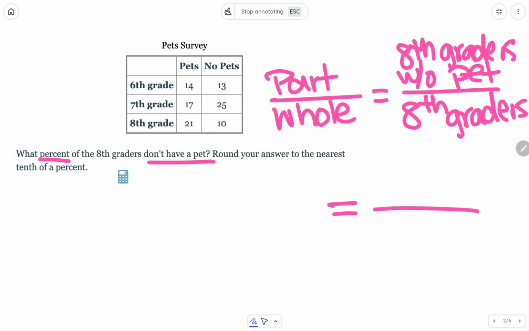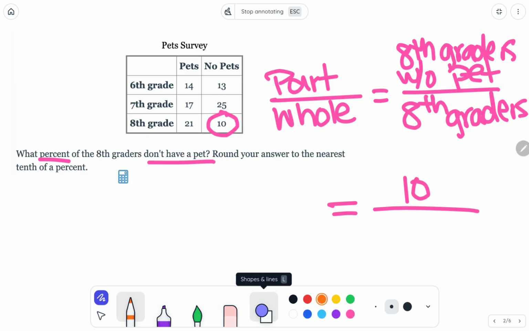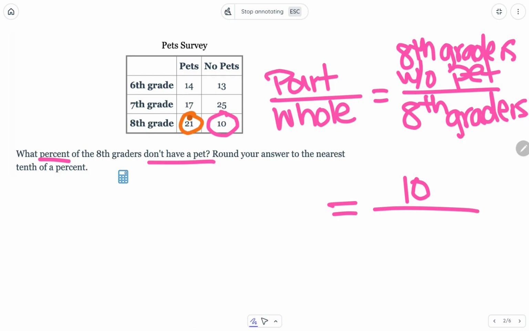All right. So how many 8th graders don't have a pet? Well, 10 of them don't have a pet. So that was our part. Out of all of the 8th graders, and let's do that in a different color. So out of all of the 31 8th graders. So we know that fractions are just division, so 10 divided by 31.